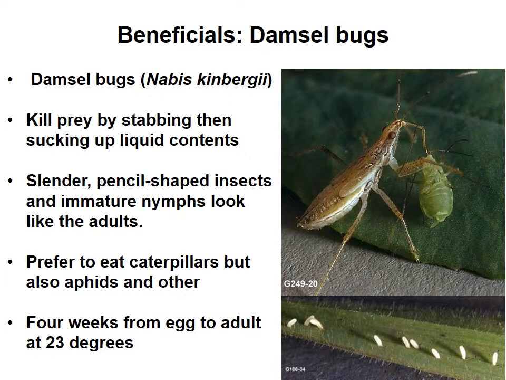Damsel bugs kill their prey by stabbing them with their curved mouth parts and then sucking up the liquid contents. Damsel bugs are slender, pencil-shaped insects, and the immature nymphs look just like the adults. They prefer to eat caterpillars, but they also eat aphids and other pests. The female lays her eggs by inserting them into leaves or stems of plants, often in neat rows of 10 or more.